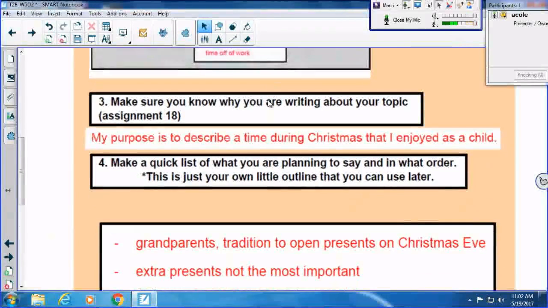The third step, and it's related to assignment 18, is to make sure that you know why you are writing about your topic. So if I was explaining my purpose, I could say something like this. My purpose is to describe a time during Christmas that I enjoyed as a child.